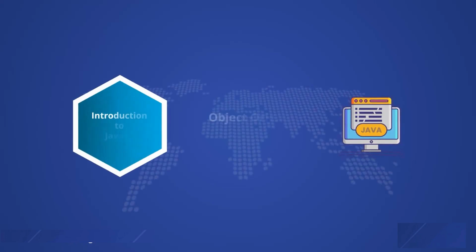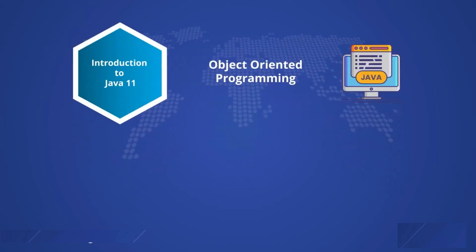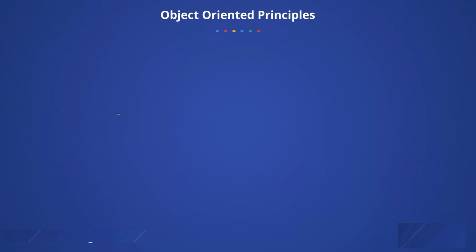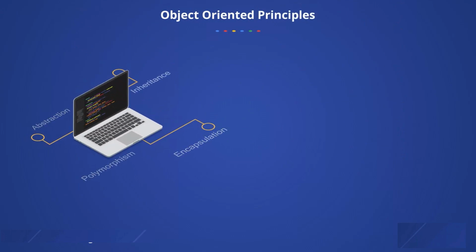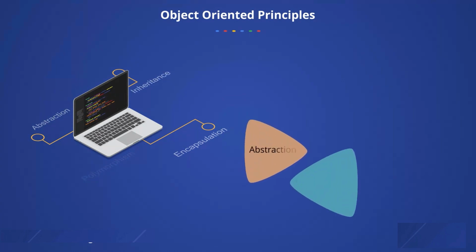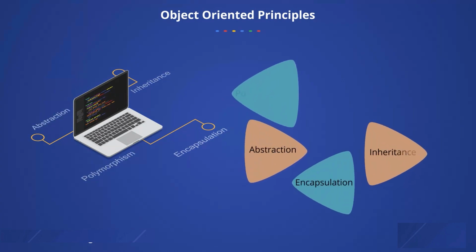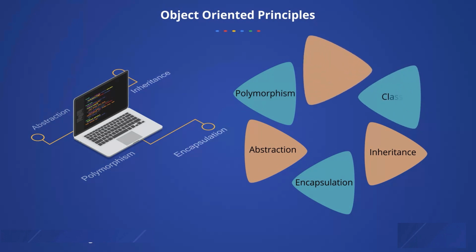Now, what is object-oriented programming? So these are the object-oriented principles. You see, we have basic object-oriented principles like abstraction, encapsulation, inheritance, polymorphism. Then we have class and object. We'll look at each one of them.